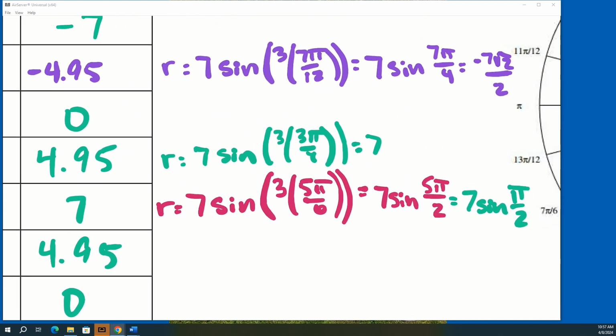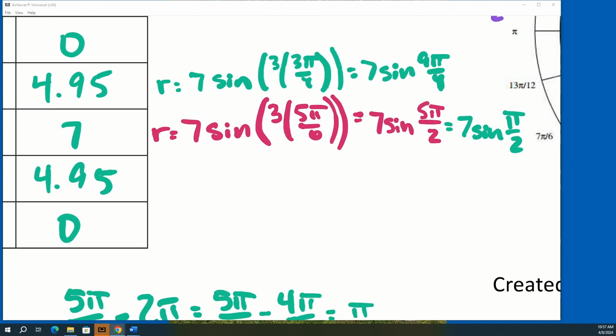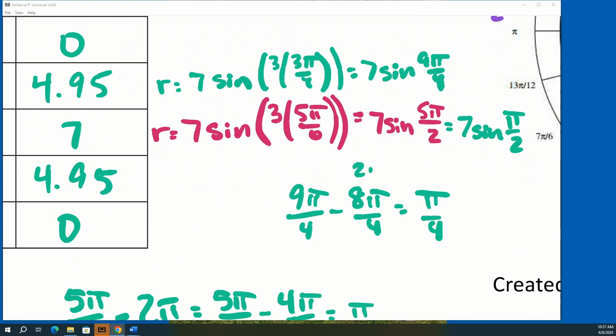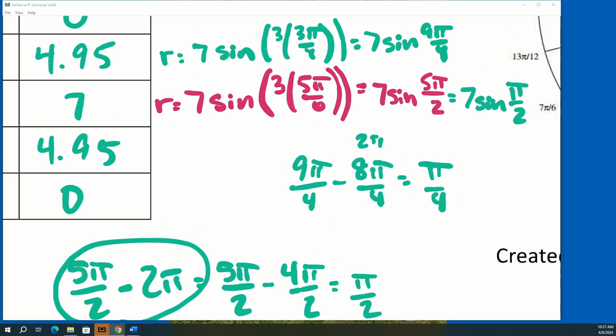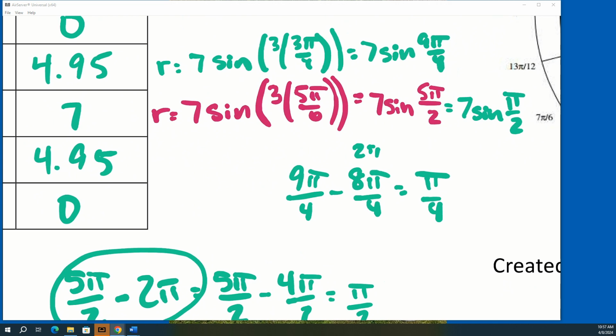Okay, so you get 9 pi over 4. And then whenever that's too big, you do 9 pi over 4 minus 2 pi, which is 8 pi over 4. And that gives you pi over 4. And the sine of pi over 4 is positive. So this is subtracting 2 pi, like I did right here. So when you subtract the 2 pi from 9 pi over 4, you get positive pi over 4.